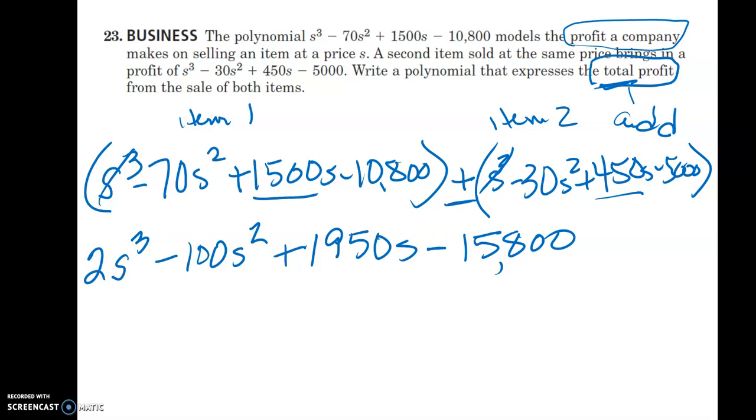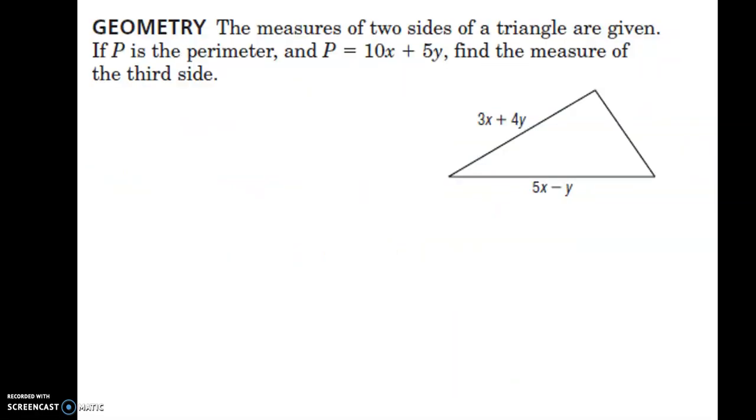So parentheses are used just to group to show item 1 versus item 2, and the operator between the two is that idea of finding its total. Let's take a look at the last example. So here we're looking at a triangle. So in our triangle, we have side 1, I have side 2, and I have side 3. Well, they give us side 1, they give us side 2, but we don't know side 3.